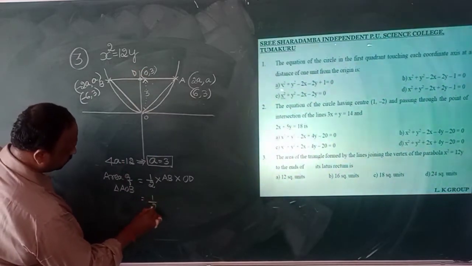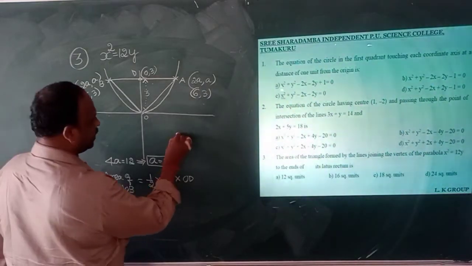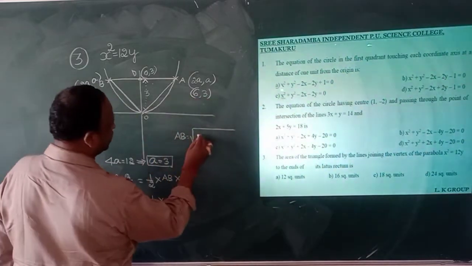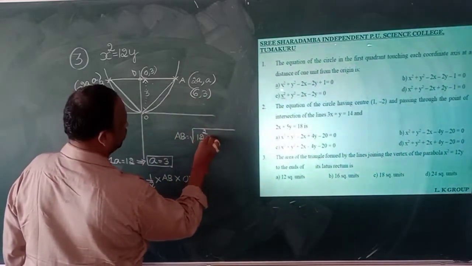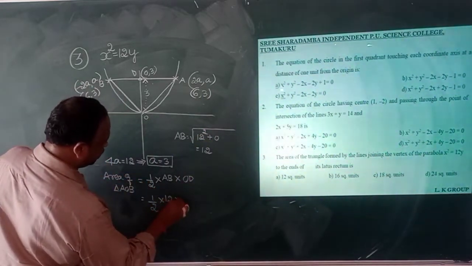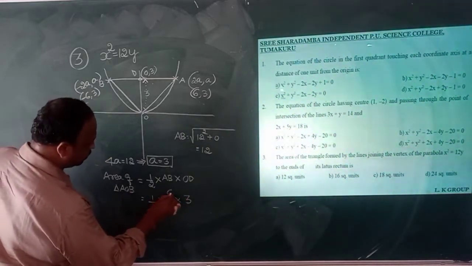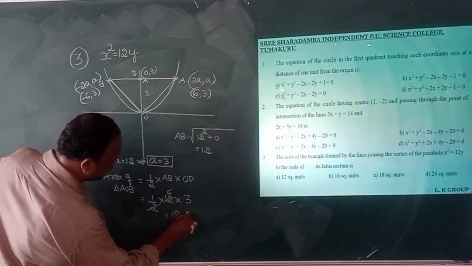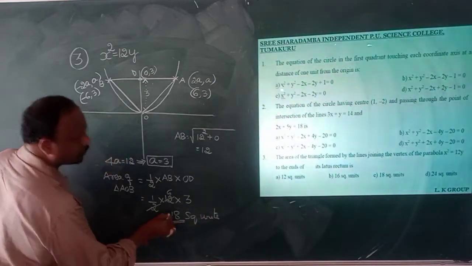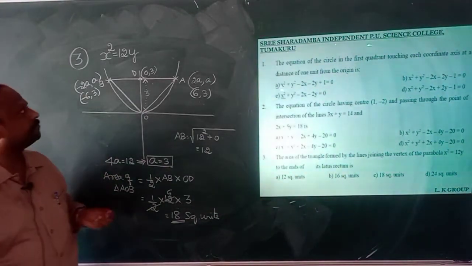Half into AB, where AB is the distance between A and B. You can find AB using the distance formula, that is 6 plus 6, 12 square plus 0, that is 12. 12 into OD, the distance is 3, half of 12 is 6, 6 threes are 18 square units. So this was asked in JEE also, the same question.